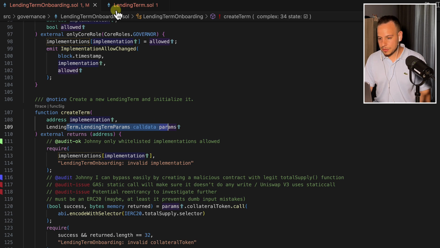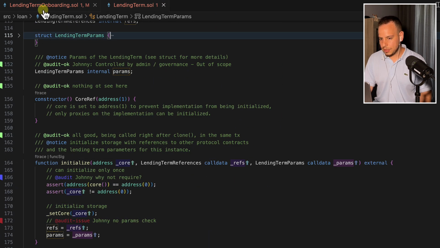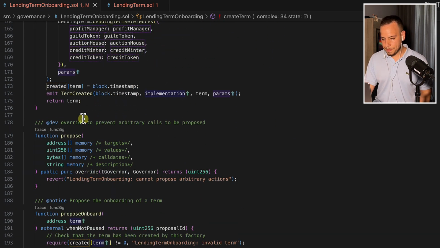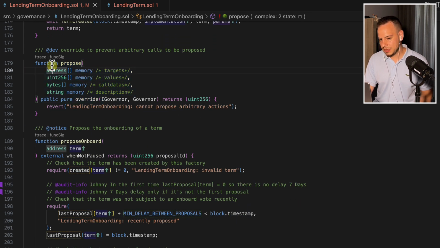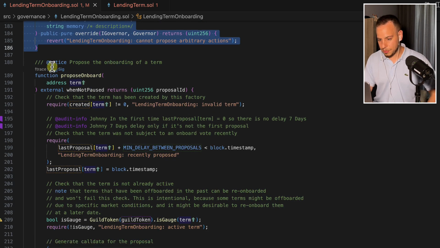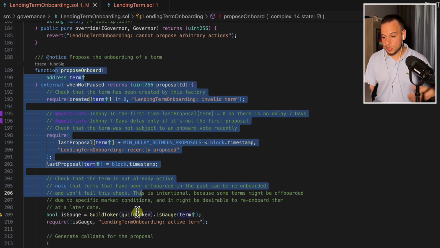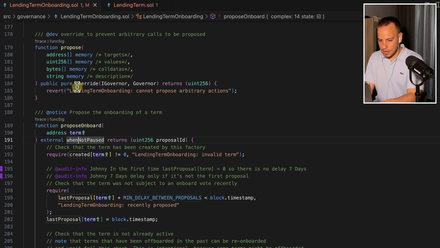And here are the params. So these params are the exact same params that we see over here in the struct. We set them here when we basically create a new term. Once we created a new term, we are proposing it. So this propose is basically disabled because they are inheriting the OpenZeppelin governance smart contract, so they had to override this one. They prepared this one instead, propose onboard, which is dedicated to the specific proposal to announce a new lending term. So I will go back to the diagrams.